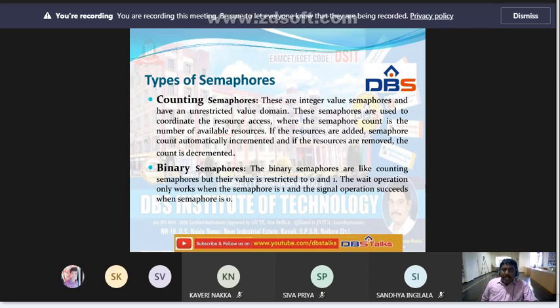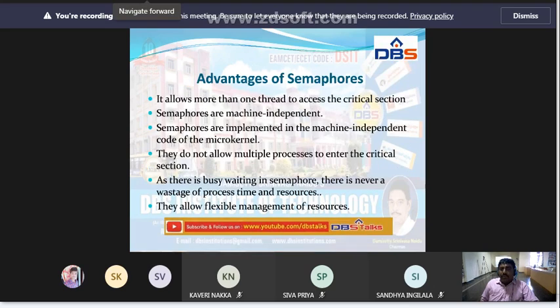Whereas in binary semaphore it is not like that. It is just like a counting semaphore, but its values are restricted to 0 and 1. The wait operation only works when the semaphore is 1. The signal operation works only when the semaphore is 0. These two are the various types of semaphores.